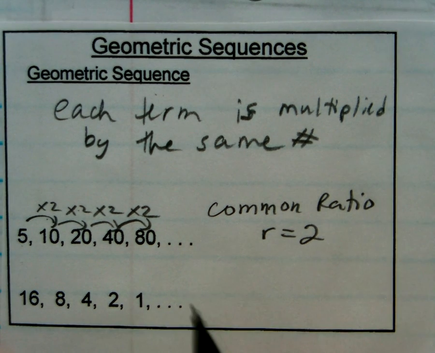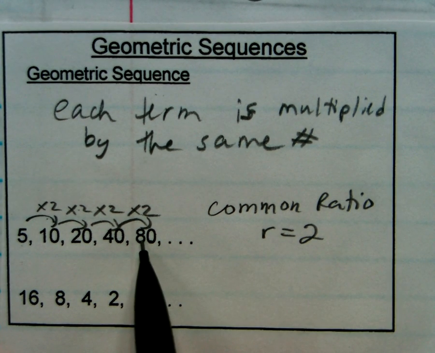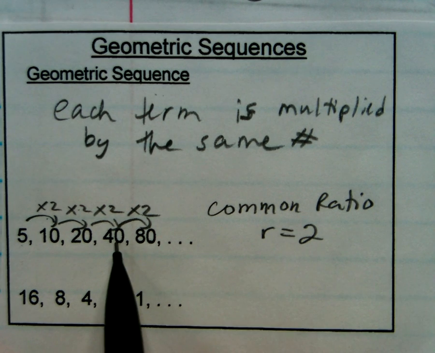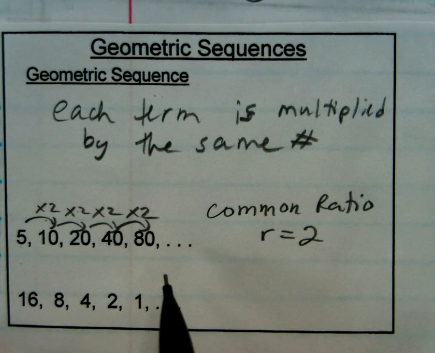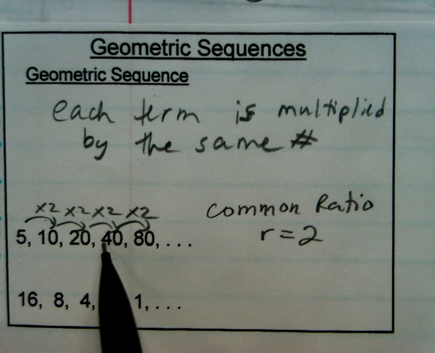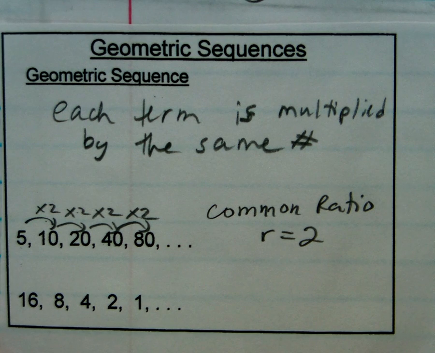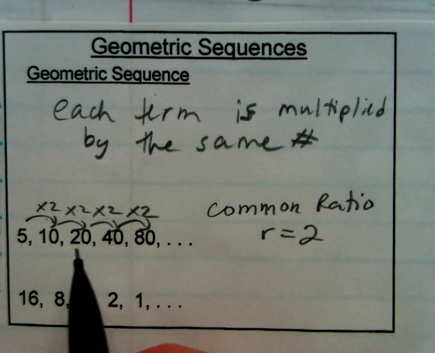And they call it a ratio because you could take a number and divide it by the number before to get 2. Sometimes if it's really weird numbers, if you take this divided by this, you'll figure out what they're multiplying by.